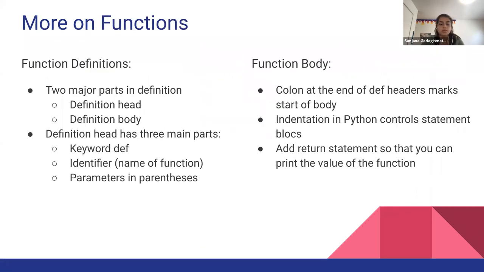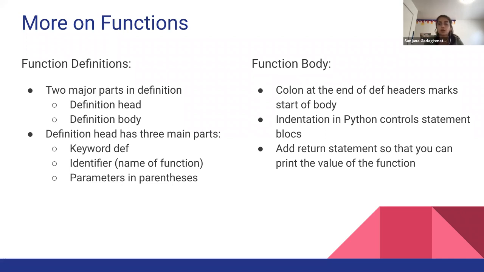Okay, more on functions. There are two major parts when you're defining a function: the definition's head and the definition's body. The definition's head has three main parts. It has the keyword def, and then the identifier, which is the name of the function, and that's what you use if you want to call the function later in your code. And then we have the parameters that are in the parentheses when you define your function. And we have the function body.